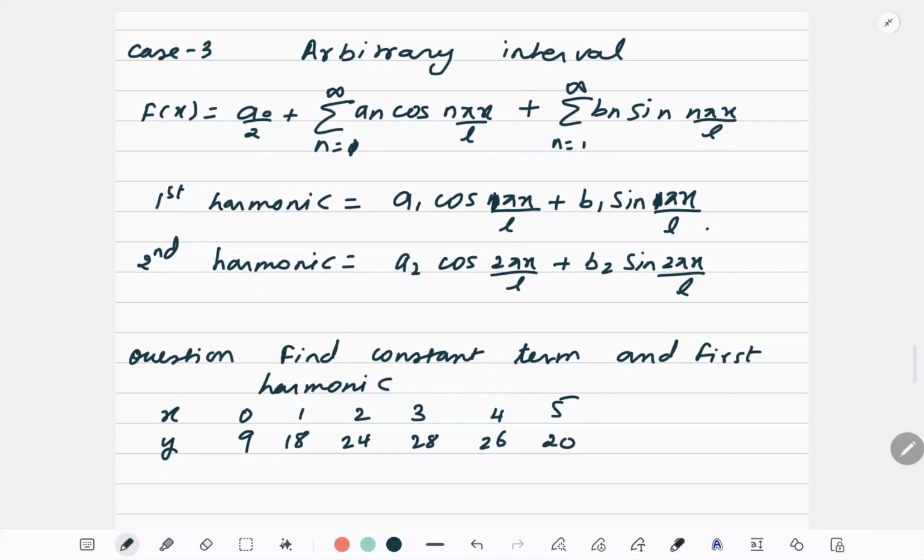Okay. Now look at the question. See, this is what is the difference. In all the question we have done till now, it was given in degrees. Now it is given in numbers. 0, 1, 2, 3, like this. These numbers are given. Okay.